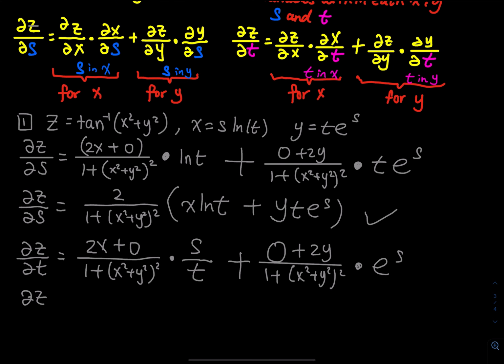The partial derivative of z with respect to t, can we factor out anything? Yup, just like the previous one, the 2, and then the 1 plus the square.